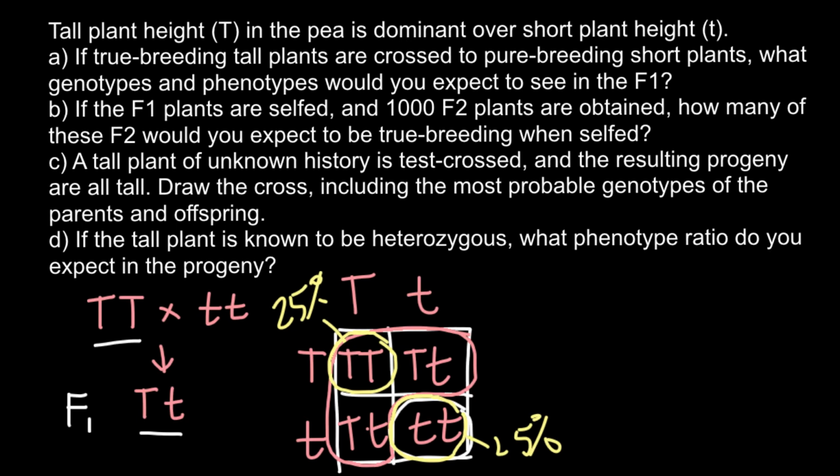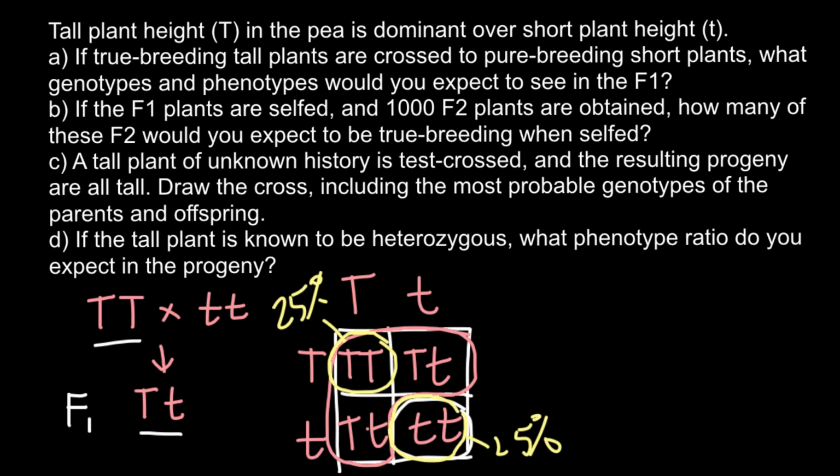So next question C: a tall plant of unknown history is test crossed, and the resulting progeny are all tall. Draw the cross, including the most probable genotypes of the parents and offspring. This is what we call a test cross. We call it a test cross when we cross a phenotype of unknown genotype with a known phenotype and genotype.